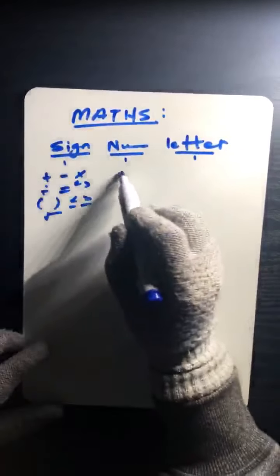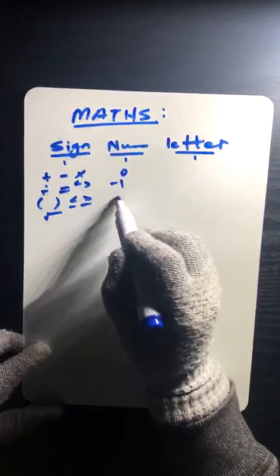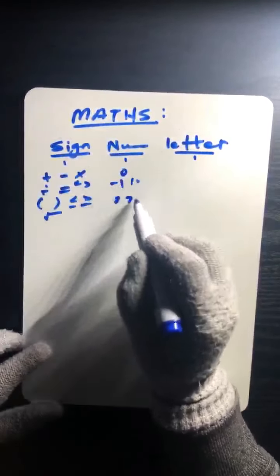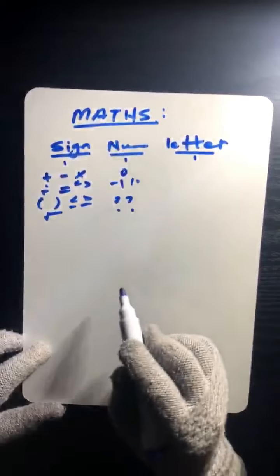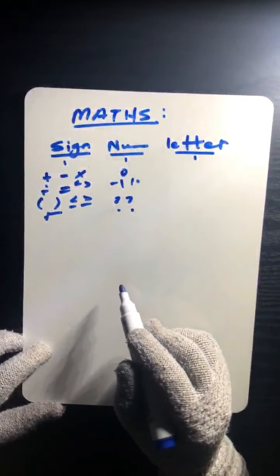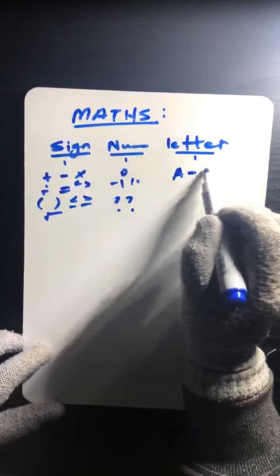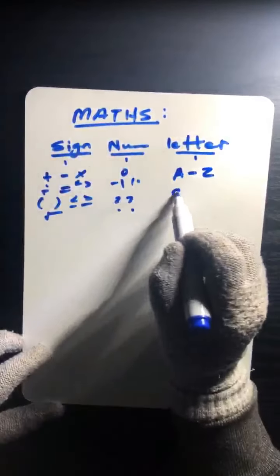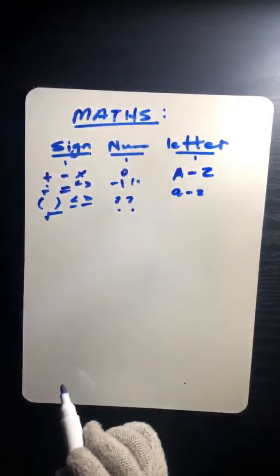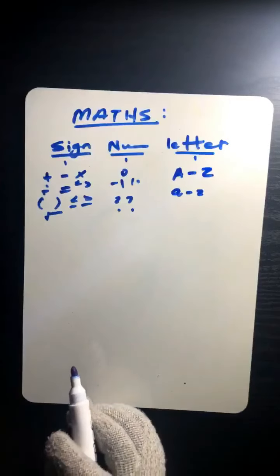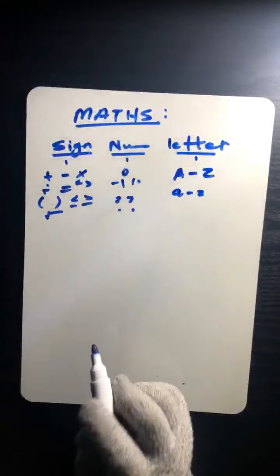And then a number is just a number. It could be 0, -1, 2, 3, million, thousand, whatever. That is a number. The nice thing about a letter, Tshepang, is that it's from A up to Z, whether in capital letters or in small letters. So the moment you see all of this, you know we are dealing with mathematics.